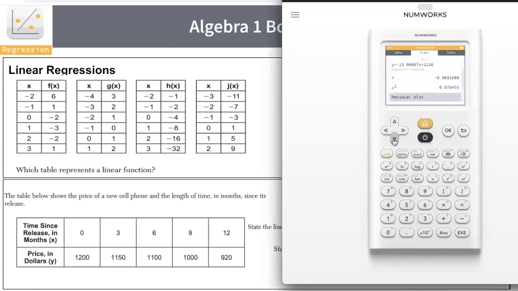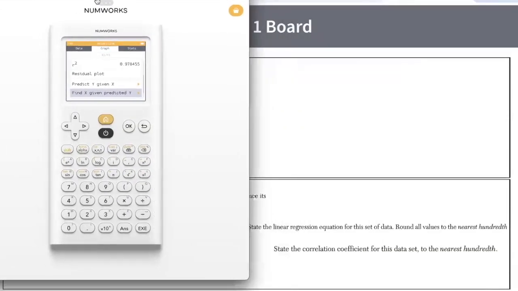And then right from this screen, the student can actually predict Y given X or find X given Y. So they can go either way if you're doing a question where they now have to use that regression model to predict a future point or a future statistical data that they want to understand.